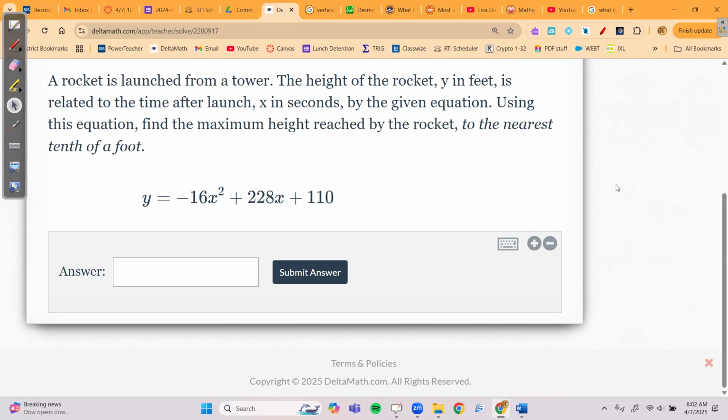Y will be replaced sometimes with H for height. X will be replaced with T for time. So just be aware of that. Today was just intended to be our introduction into the mechanics of how this works. Our goal is to figure out how high the rocket gets by looking at this equation.